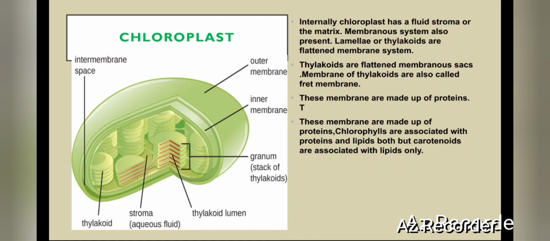These membranes are made up of proteins, so chlorophylls are associated to it. Chlorophylls can associate to both proteins and lipids, but the carotenoids are associated to the lipids only.